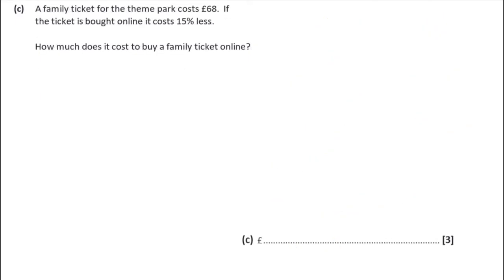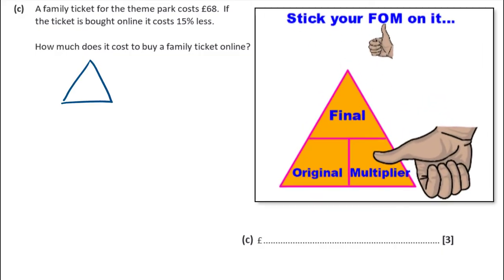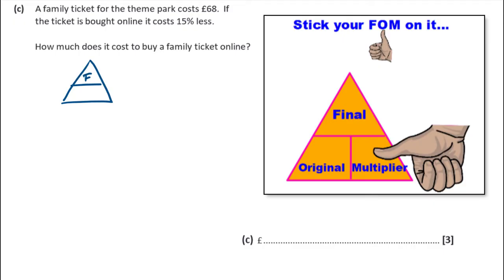Part C says a family ticket for the theme park costs £68. If the ticket is bought online, it costs 15% less. How much does it cost to buy a family ticket online? Okay, so what we need to do is work out a percentage decrease, don't we? Okay, so I'm going to use my percentage triangle, FOM, stick your thumb on it. Okay, so then FOM, I'm going to try and identify what these are from the question.